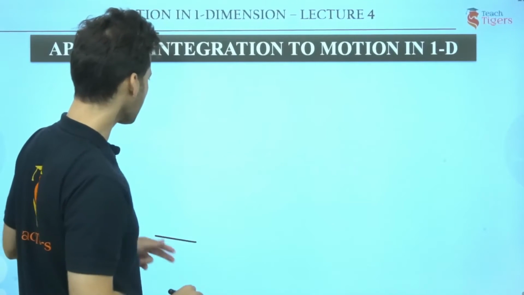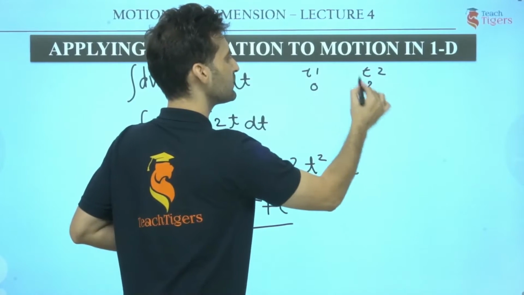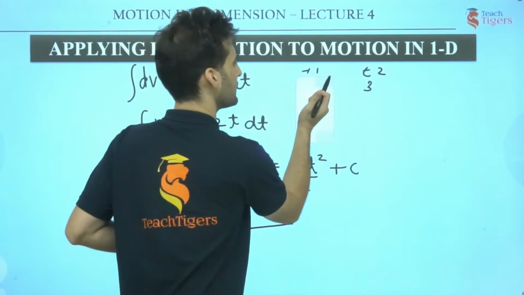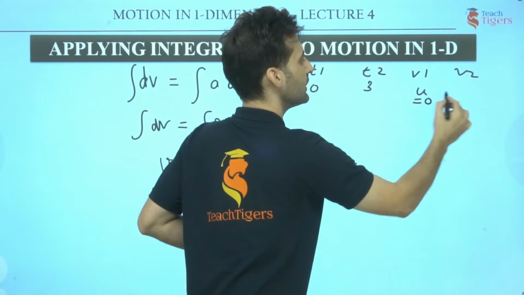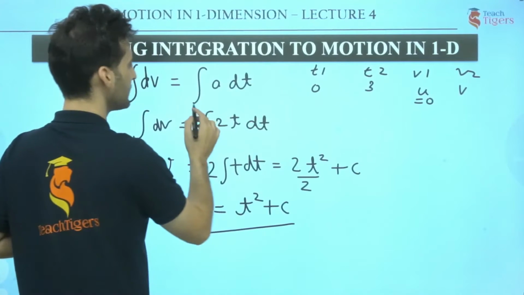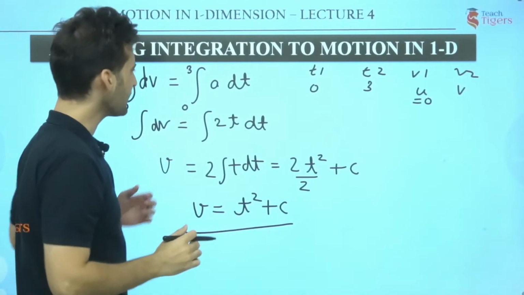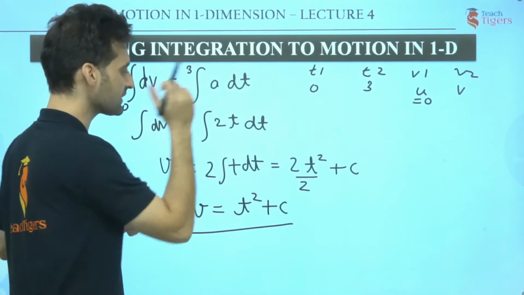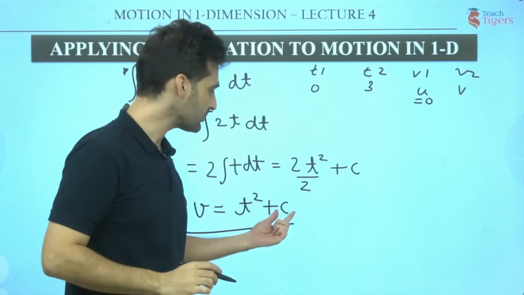While solving, t1 to t2, t1 is 0 seconds and t2 is 3 seconds, and v1 to v2, v1 is u, which is 0, and v2 is v, which we have to find out. We could have directly put these values, 0 to 3 and 0 to v, but I did not put them, so I am doing it another way. Why? Because I want to tell you a concept behind this. The concept is boundary condition. Our concept is how to find the value of c here.